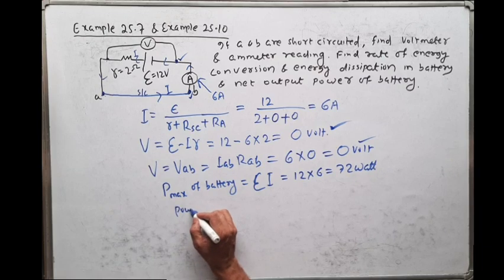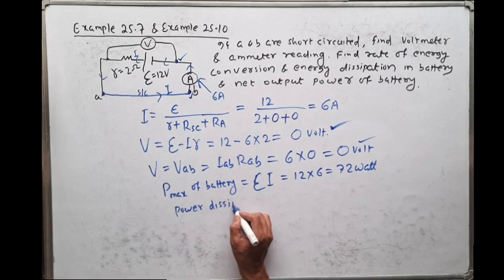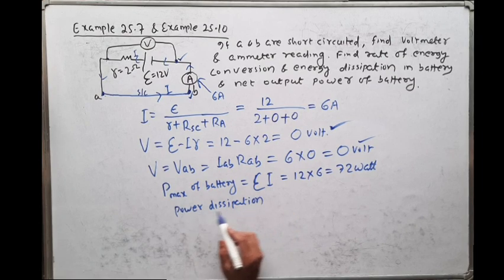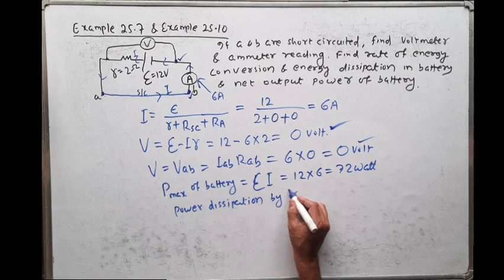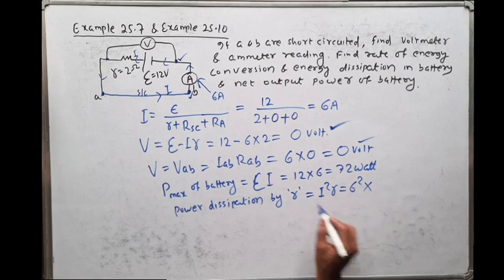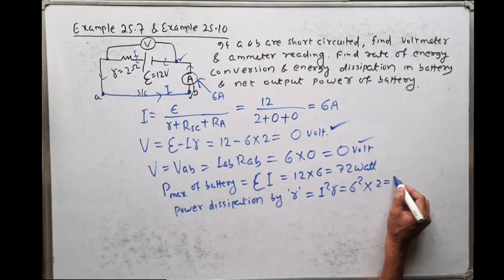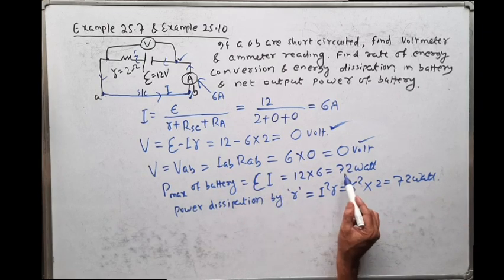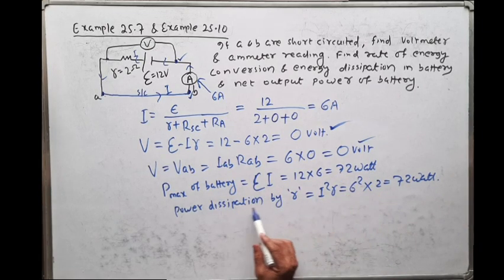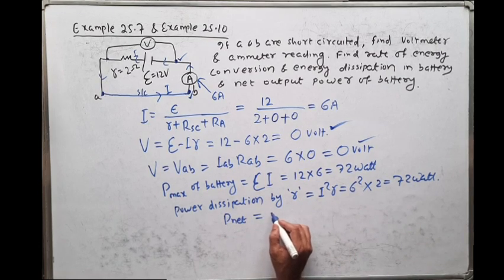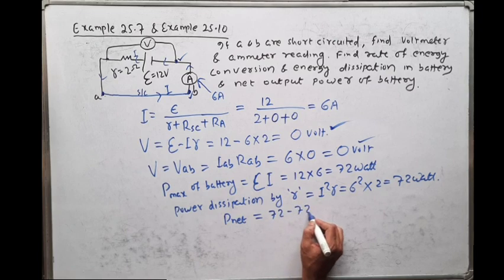So the power dissipation, or the energy rate of dissipation. Energy rate means power. Power dissipation by the internal resistance of the battery is equal to I square R. I is equal to 6 square, R is equal to 2, that is equal to 72 watt. Now see, battery can develop 72 watt and battery can consume also 72 watt. So what is the net power output of the battery? So 72 minus 72, that is 0 watt. So this is the net output power.